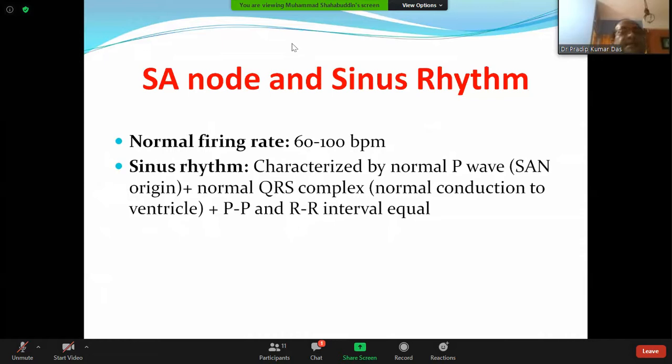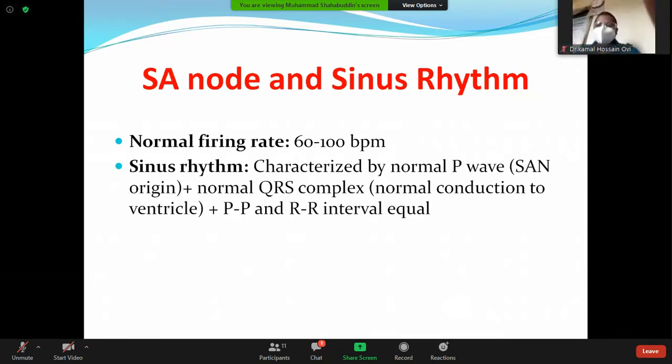So we are in our second part of the ECG, that is some arrhythmias, starting from SA node and about some sinus rhythms. Normal firing rate of SA node is 60 to 100 beats per minute and characterized by normal P wave that represents sinus node origin, and normal QRS complex represents normal conduction to the ventricle. PP and RR intervals are equal. So this is the picture of our sinus rhythm.